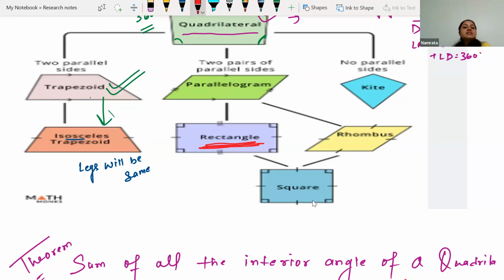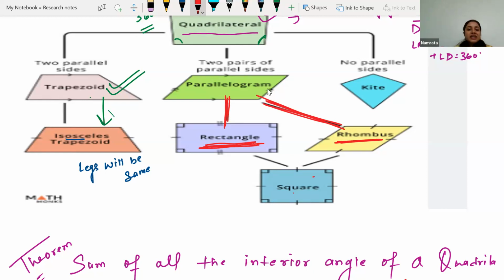So in future, whenever fill in the blanks come up: is a rectangle a parallelogram? Yes, a rectangle is a parallelogram. Is a rhombus a parallelogram? Yes, a rhombus is a parallelogram. Is a square a parallelogram? Yes, a square is a parallelogram. Can you see? First, yes, it's a parallelogram, and then it has its own name, that is a square.